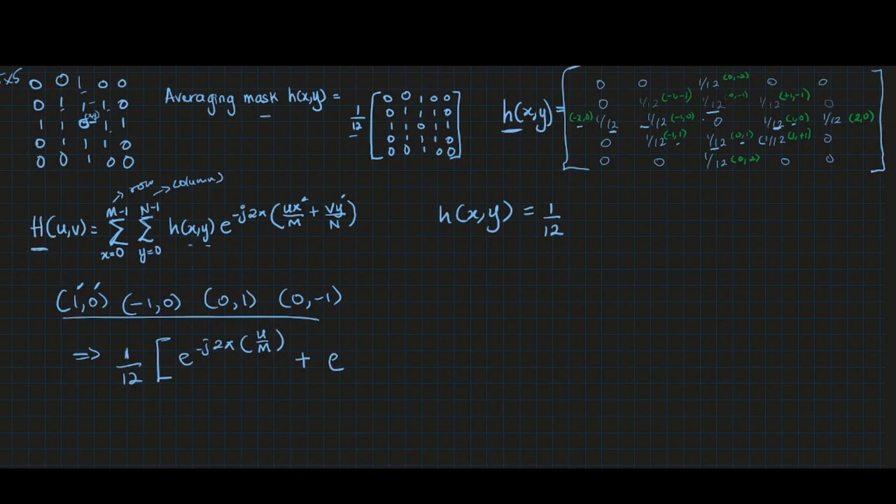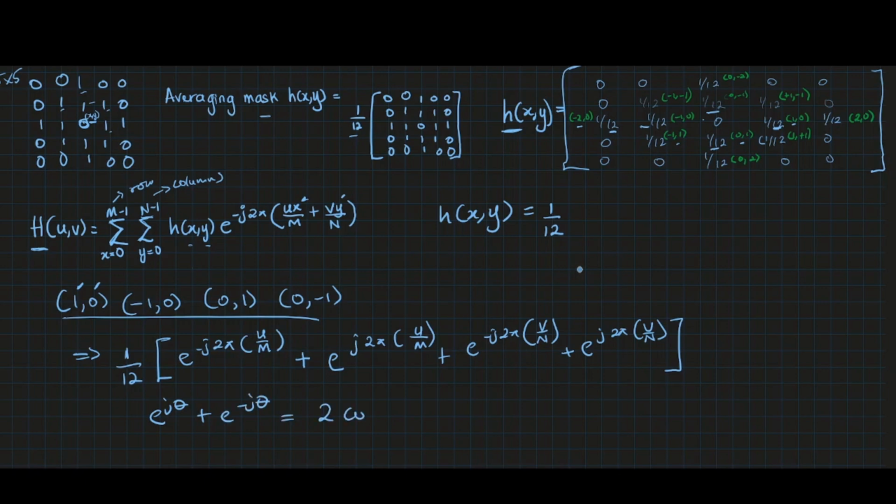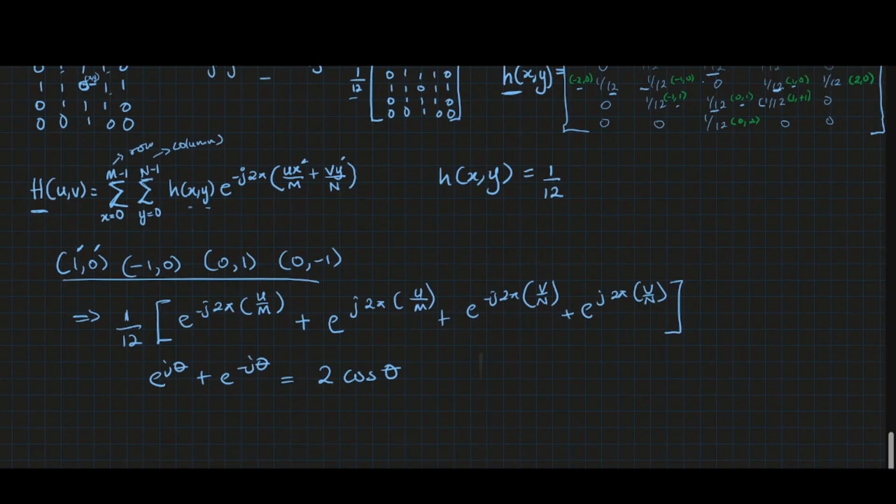The next value is going to be e raised to the power minus j 2 pi times minus u over M. This minus can cancel this, leaving this as something like this. Next, we have plus e to the minus j 2 pi v over N plus e to the j 2 pi v over N. Now we're going to use an identity to actually solve this out. The identity is basically e to the j theta plus e to the minus j theta is equal to 2 cos theta. So we're going to use it to simplify this equation.